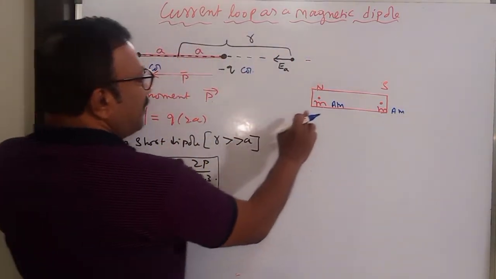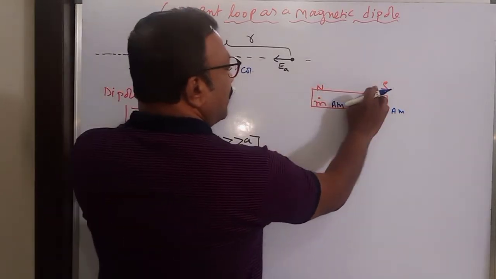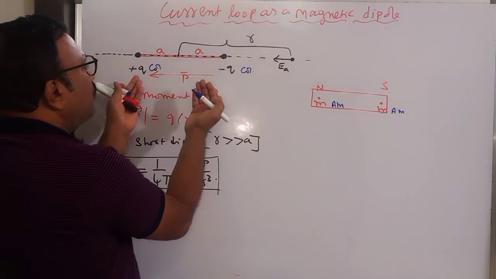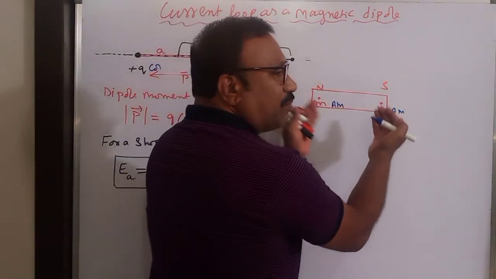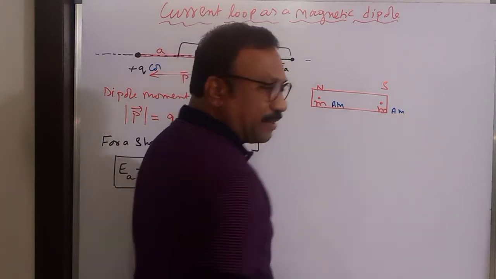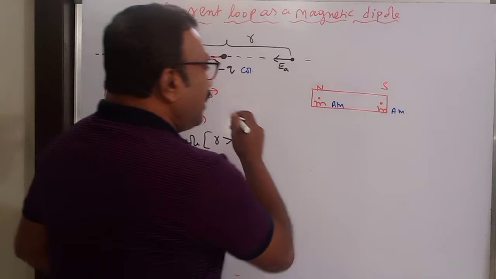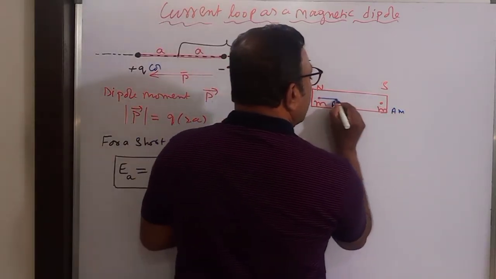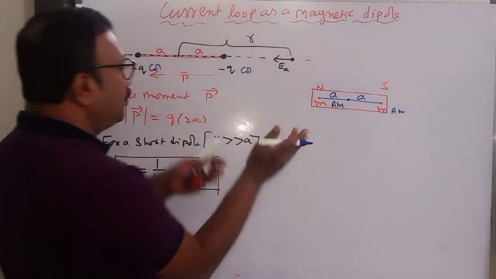So Q resembles a small m here, and plus resembles north, minus resembles south. See, for example, two equal and opposite charges. So two equal and opposite poles. Equal means their pole strengths. So there is a lot of similarity here. They are separated by a certain distance. Let the distance be the same, I'll take 2a.